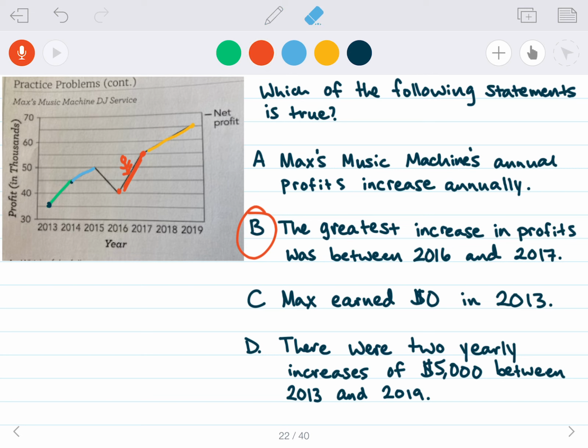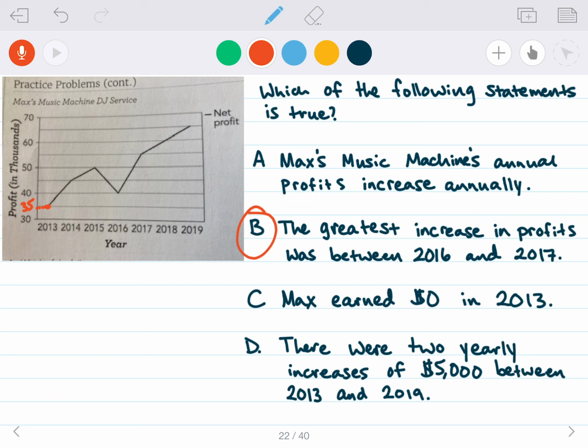Now let's look at the other choices here. It says Max earned $0 in 2013. Well, no, because here's 2013. If we look at the height, we can see that the height's about at $35,000. So he earned $35,000 then.